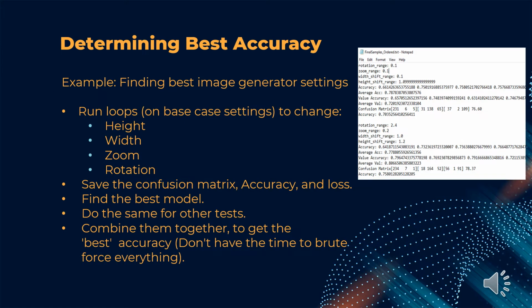So we actually wrote some loops on base case settings to change height, width, zoom, and rotation. We would go on to save the confusion matrix, accuracy, and loss. But as time went on with the project, we drastically improved our hypothesis on how to develop better accuracy.